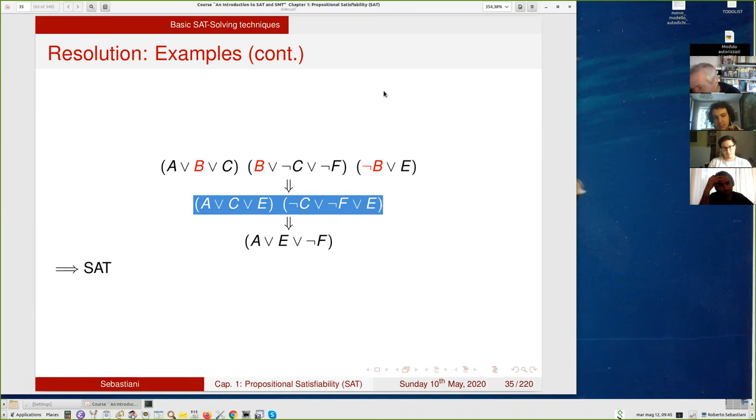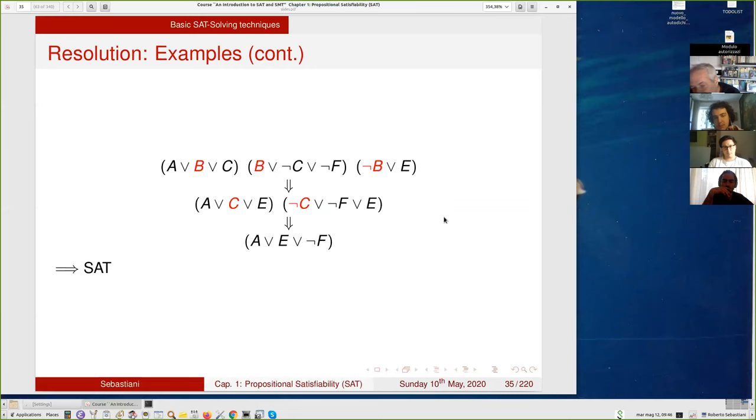Notice that if you had other clauses where B did not occur, those clauses would stay here, remaining part of the formula. So if I add here a clause, say E or F, then E or F will remain here. So the idea here is that you remove progressively one variable.